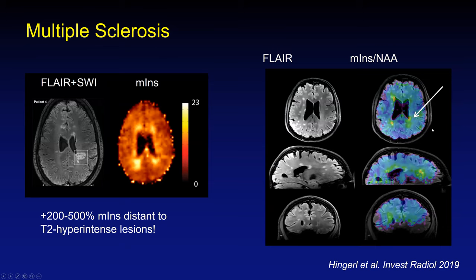We see this now also with our 3D MRSI approach that we are using over a bit more than a year and a half. And again, here you see such a spot where you don't see major changes on the FLAIR map, for instance. And these changes can be really very substantial.